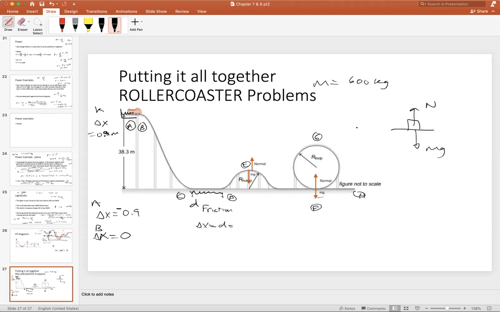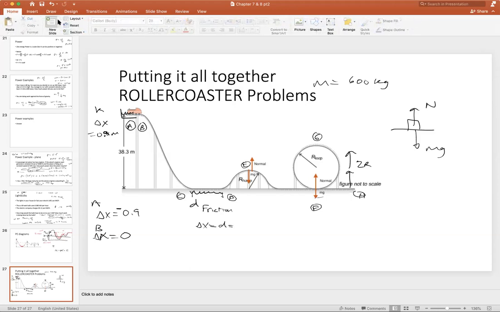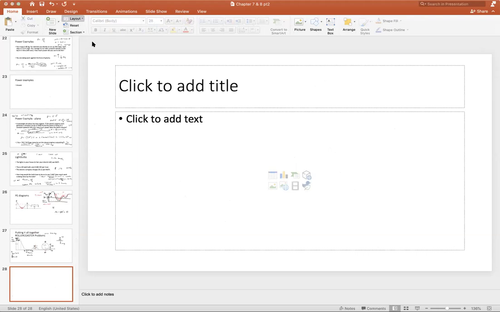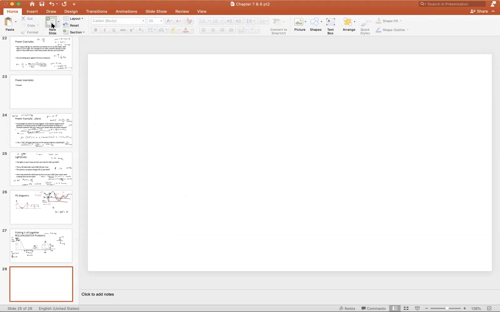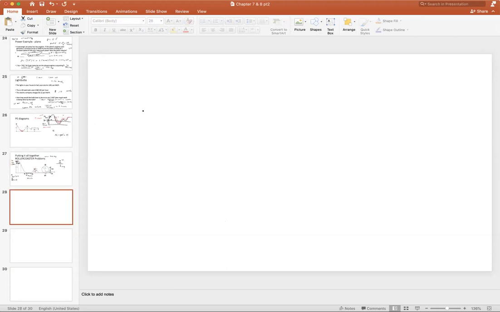And we know that this will be R plus R, right? It'll be 2R, because whatever the radius of the loop is, that'll be the height at G, okay? So the first thing that we do in our algorithm, we've already done. And that was, we chose positions. We actually chose A, B, C, D, E, F, G, and H.